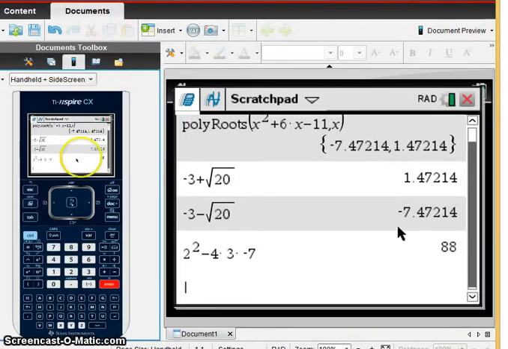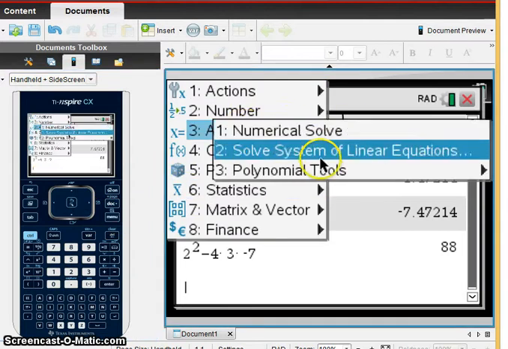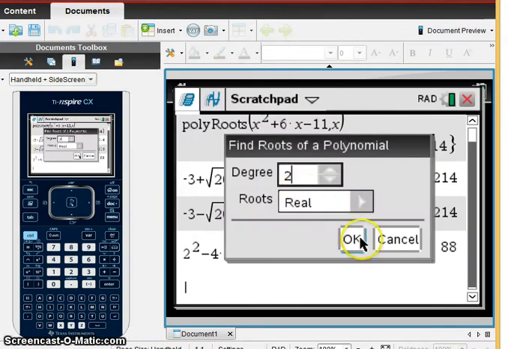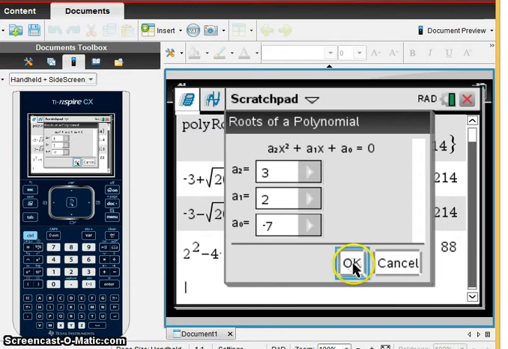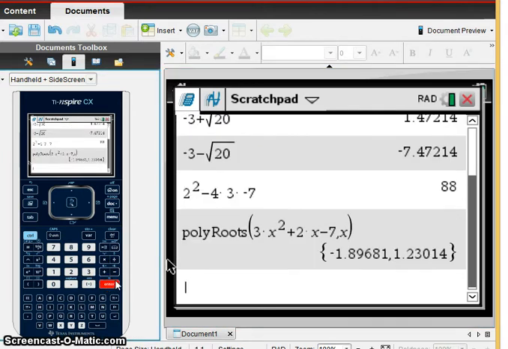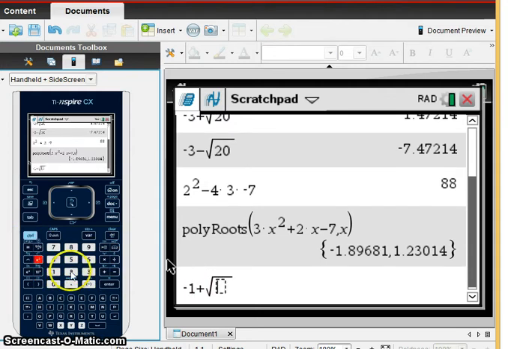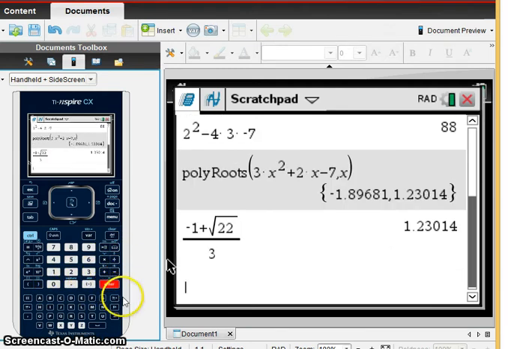All right, let's check and make sure that this works. So we're going to go back through and do our polynomial tools. All right, so we had 3, we had 2, and negative 7. All right, again, the bad decimals, that's what we didn't want. So let's type in our answer, negative 1 plus the square root of 22. All right, make sure to arrow out. And then if you want to divide that whole thing by 3, put it in parentheses, and then divided by 3. All right, there's the 1.23 we were looking for.